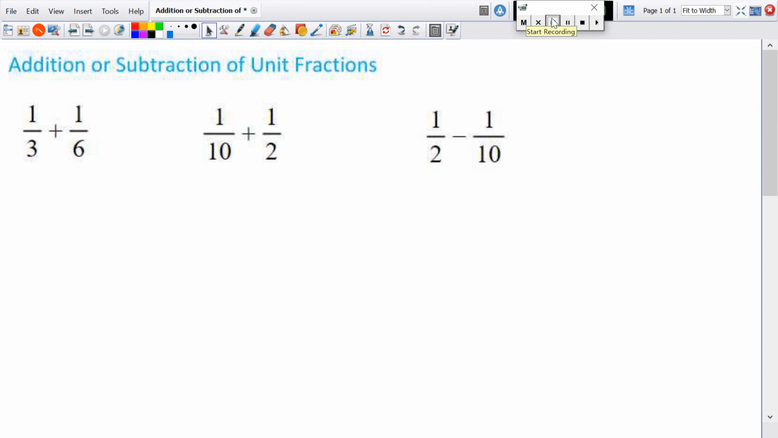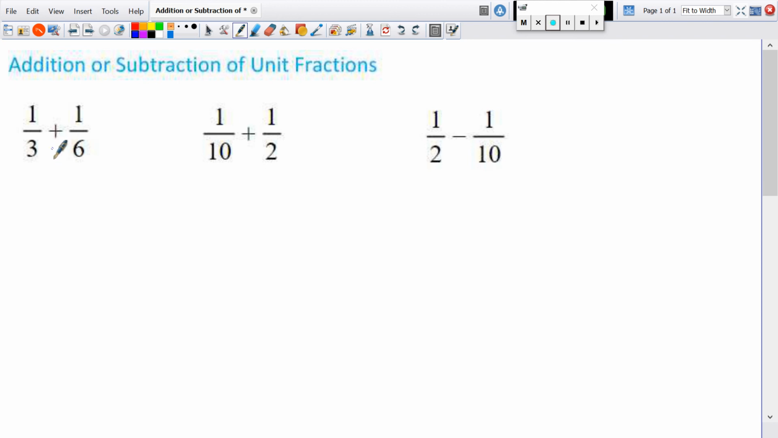Addition or subtraction of unit fractions. A unit fraction just means that you have a 1 in the numerator of each one. But I usually just treat these like I do any fractions that don't have the same denominator. And I don't actually find a common denominator.